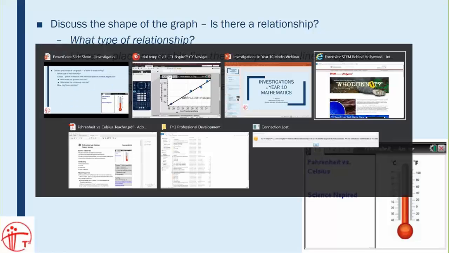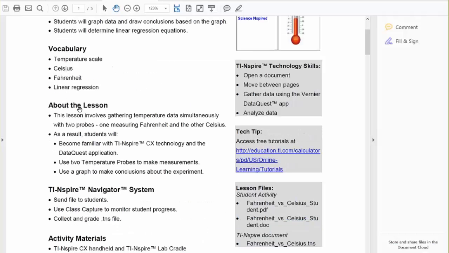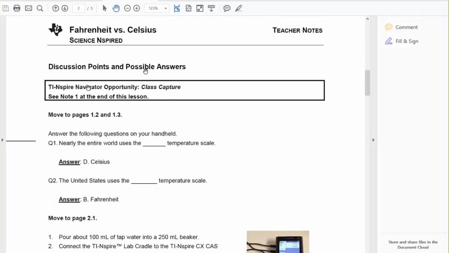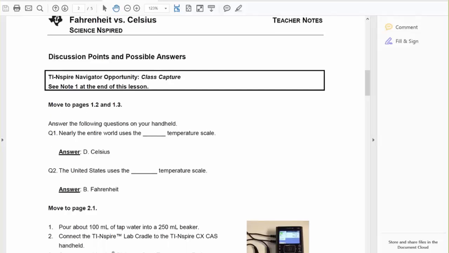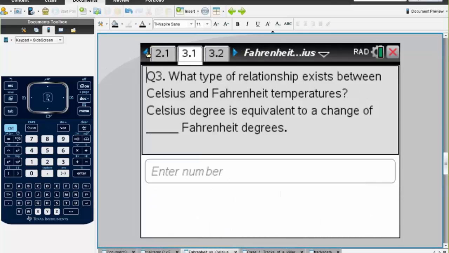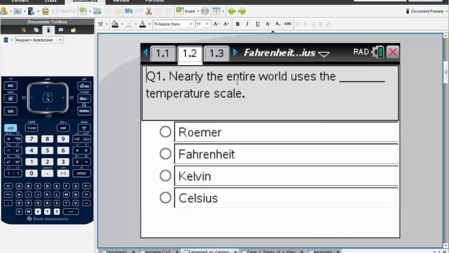So what I also have is a copy of that document. It goes through and talks about what they're going to learn, what the focus is, how to set it up. It gives you ideas for how you could do the quick poll I mentioned before, a class capture, but as well as that, it links in to the actual document that you can send down to the students' calculators. So as they move through, there's some questions there.